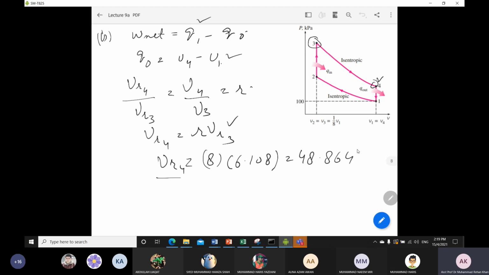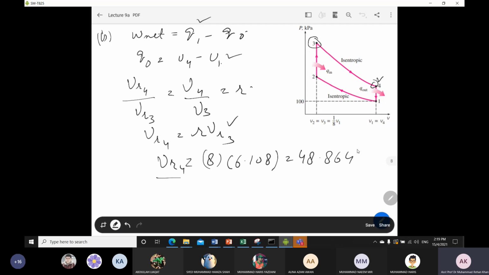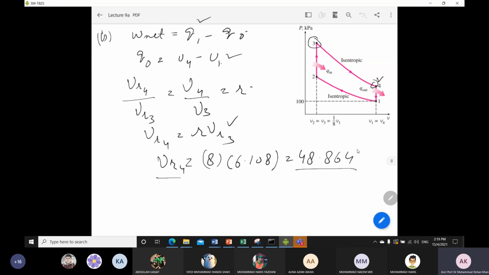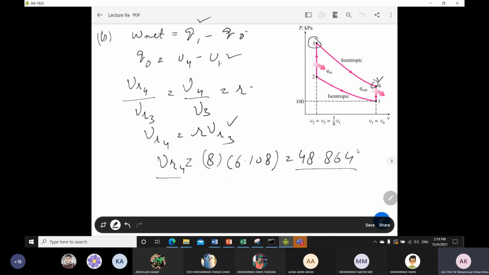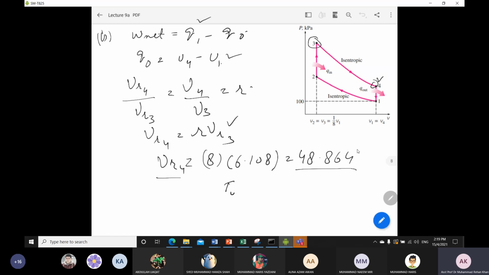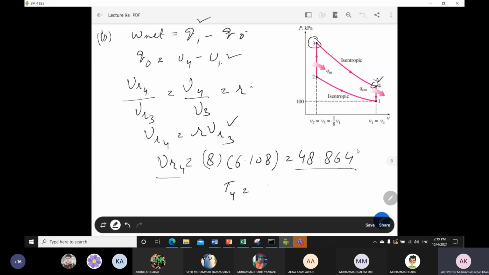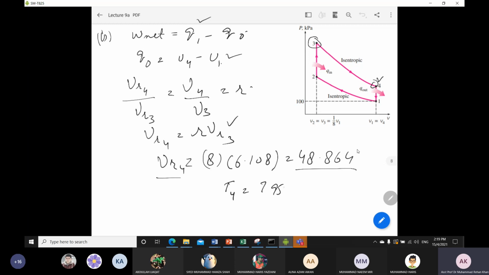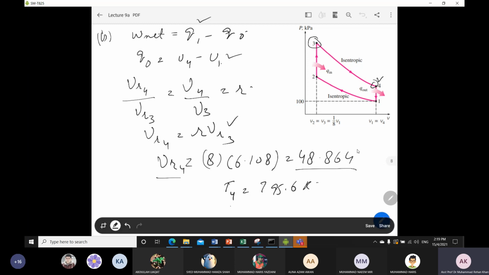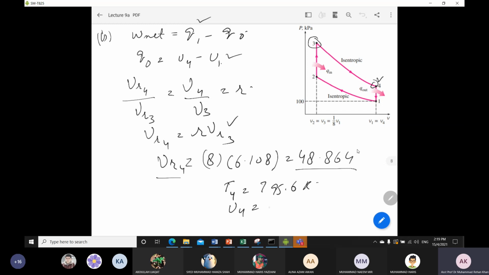So now you can go to the thermodynamic table, and again you have to look for the value 48.864, and you will find by using linear interpolation that your temperature at 4 is equal to 795.6 Kelvin, and also you can find your U4 is equal to 588.74 kilojoule per kg by using the linear interpolation. Okay, so now U4 is known to us.